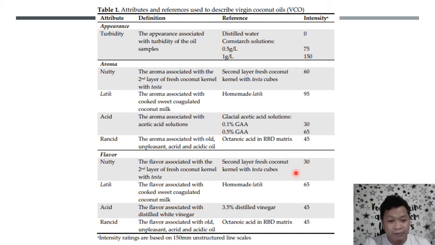Alright, so makikita nyo dito, nandun yung name ng attribute, the definition. Okay. Tapos ito-train kayo, ano meaning na tong definition na to, ano ba yung testa, dapat lahat ng panelists alam ano yung testa doon sa coconut, and so on. And then if you have a specific reference, lahat kayo makalibrate na 60 yung intensity nandun sa scale natin.